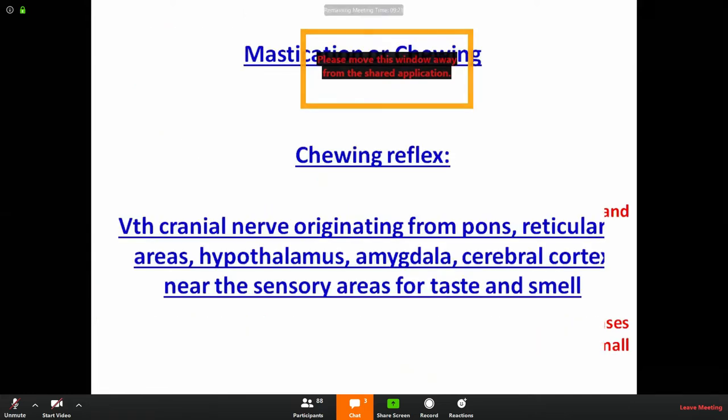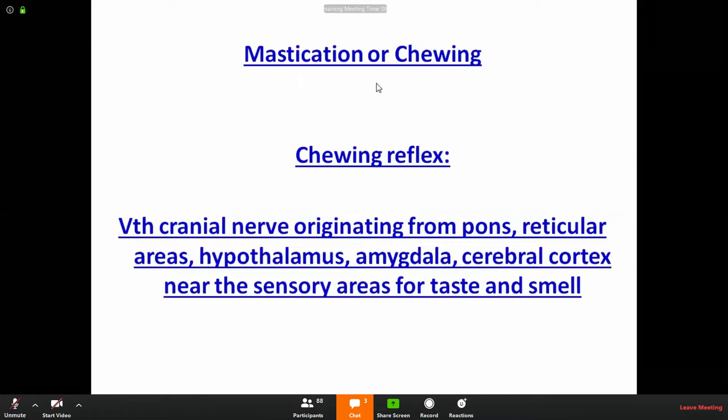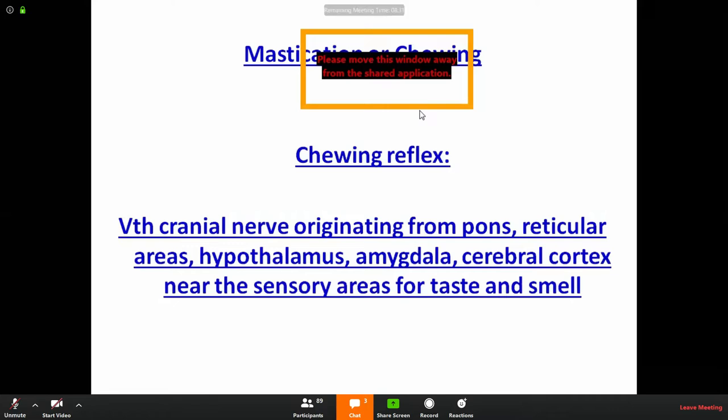The mastication or chewing reflex originates mainly from the fifth cranial nerve, the trigeminal nerve, and some fibers from the pons or the reticular formation in the medulla oblongata, then from the hypothalamus, amygdala, and some from the cerebral cortex near the sensory areas for touch, smell and taste. These are the centers for mastication.